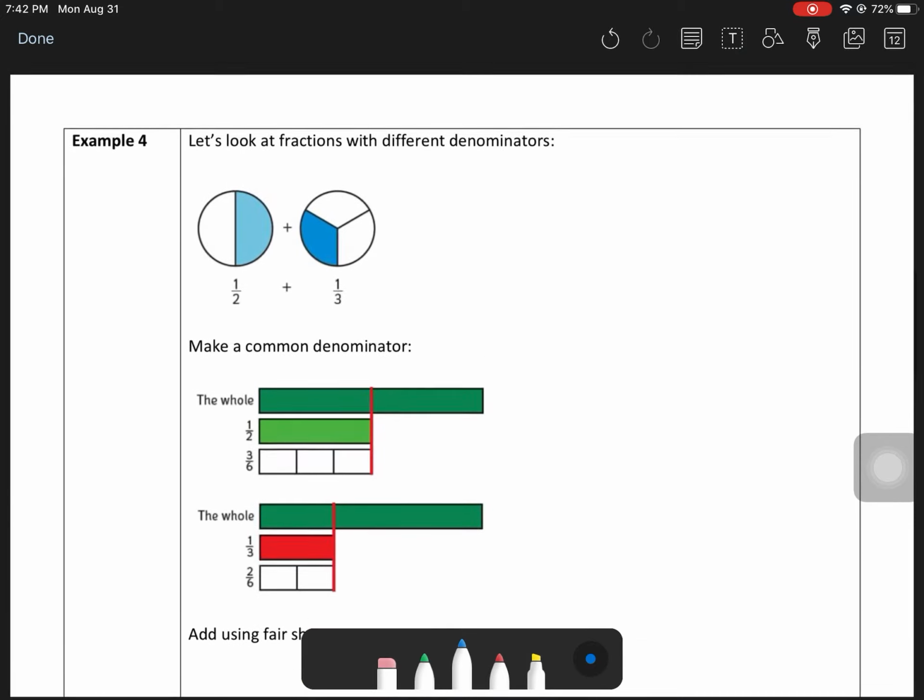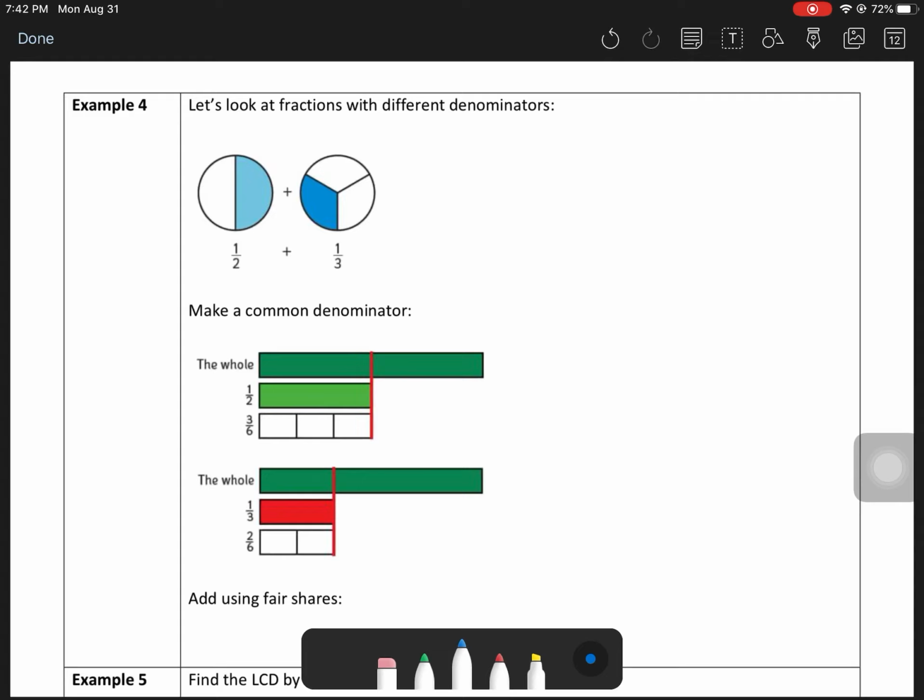What if we have different parts, a different denominator? We have to make a common denominator. In other words, we need to take the whole and divide it into the exact same size pieces. So if we have a whole and we only are concerned with half of it, we could take that half and divide it into 6 pieces that are 6. And if I only want half of them, I would have 3 out of 6.